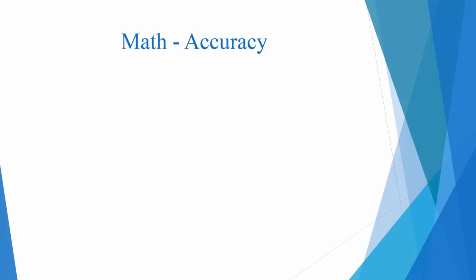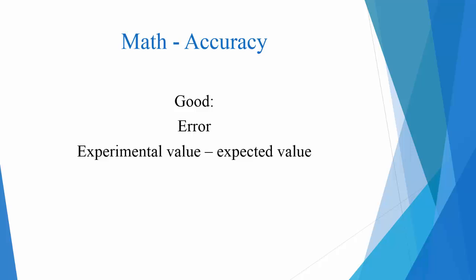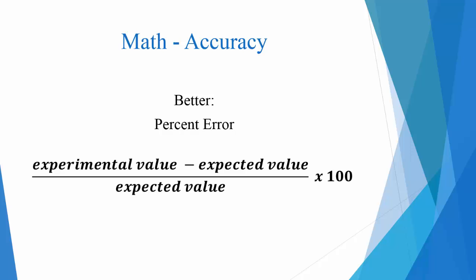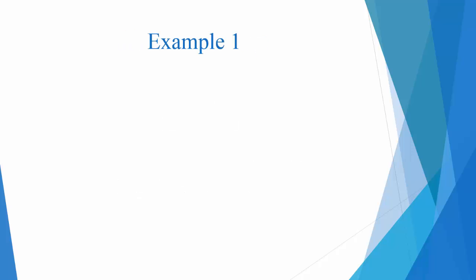So we're going to try and judge the accuracy of something. There are 2 methodologies. The first one is good, where you calculate something called the error. The error is the value that you got minus the value you should have gotten, technically known as experimental value minus expected value. That's good, but there is a better method, and this is the one we'll use in class. It's called the percent error, which is the experimental value minus the expected value divided by the expected value times 100. The smaller that number is, the more accurate your data is.